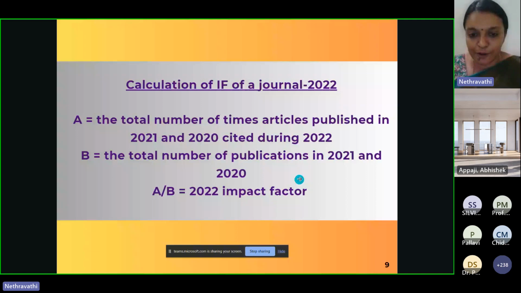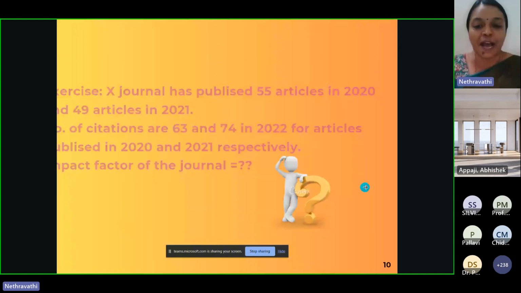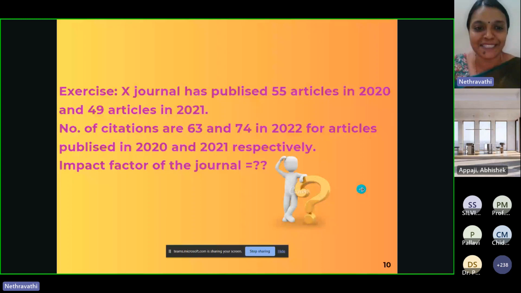This was the formula which we saw. And okay, let me bring out the teacher in me.